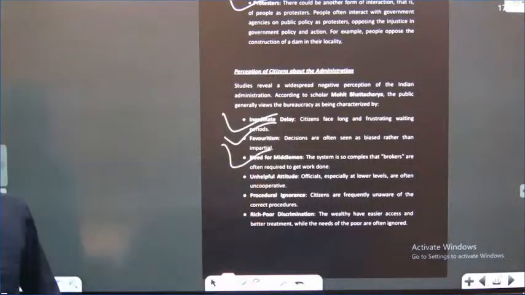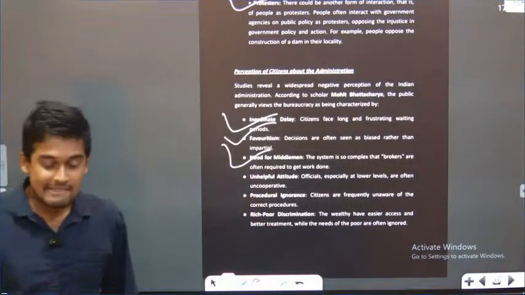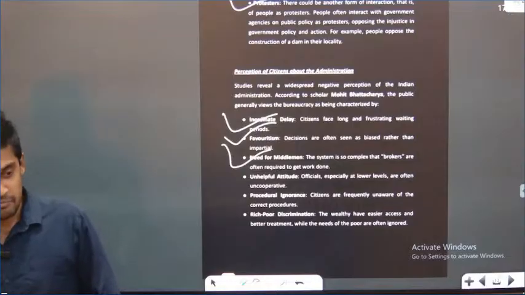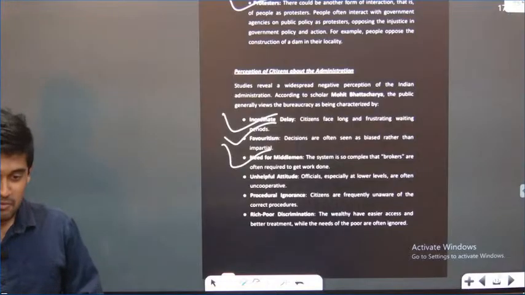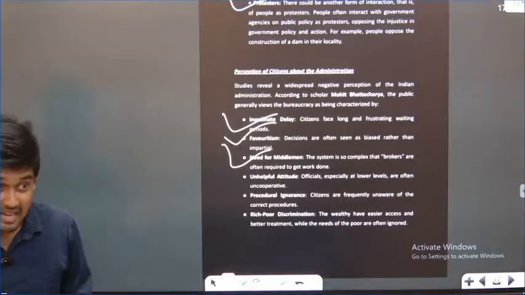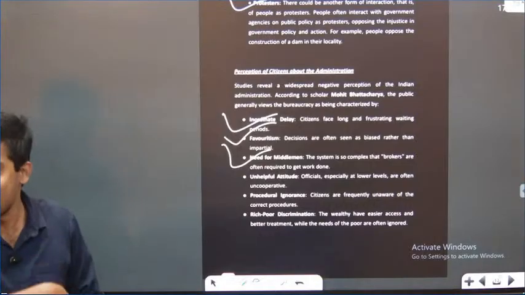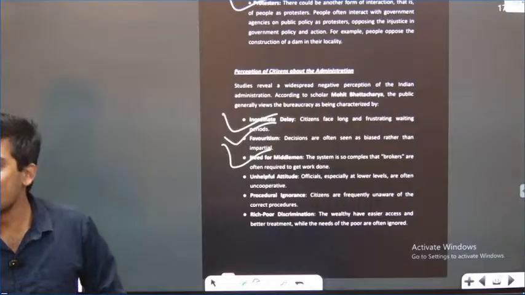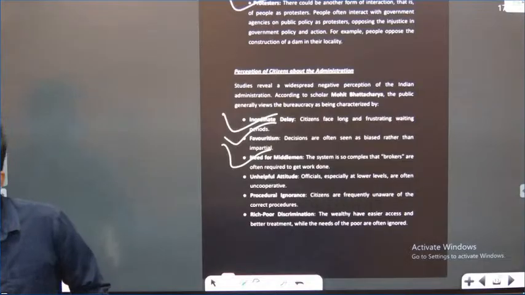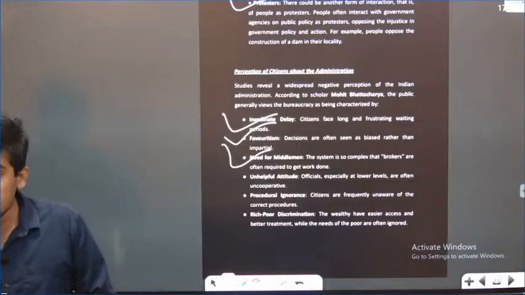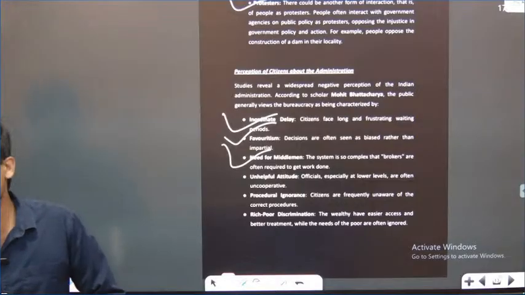Then there is a need for middlemen. In front of big government offices, you will see people who will just ask whether you want work done. They'll quickly go and get the work done. You just have to pay some amount of money. There will be middlemen who will get this work done. So that means what? It's an example of greasing the palm.